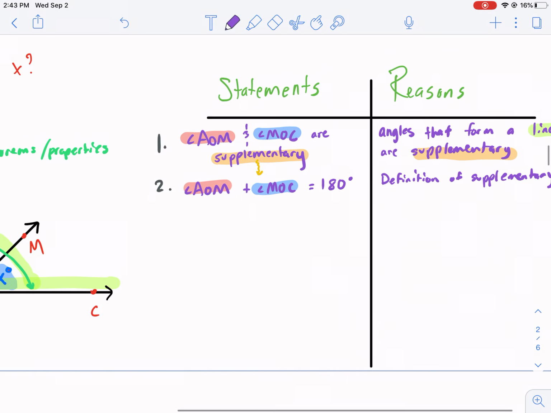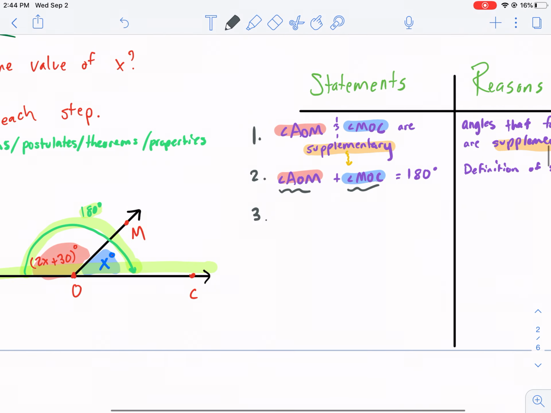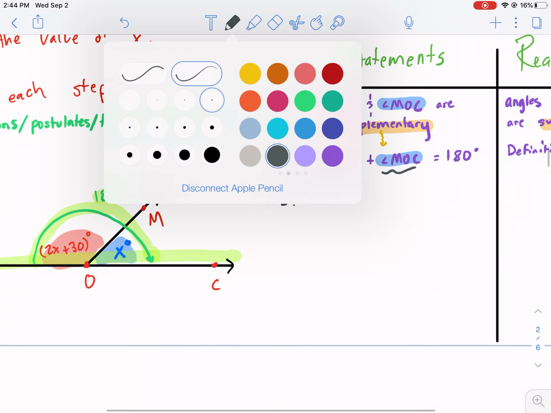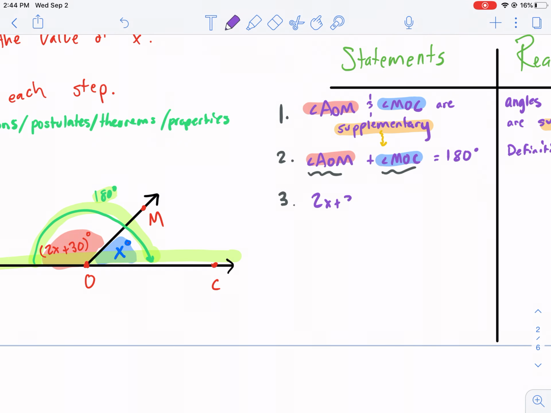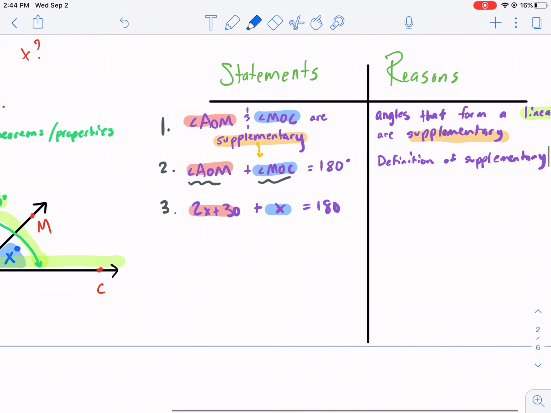Now, we need to look at 2. We're done with 2, to see where we can go for 3. Where can we go from here? Well, we have this and this, but that's not very helpful because there's no values there. There's just essentially a name of two different angles. So we need to somehow put in a value for those two things. Luckily, we have that. We have 2x plus 30, and we have x. Okay, so we are going to relabel this 2x plus 30, and we're going to label this guy x instead of calling it MOC and AOM.